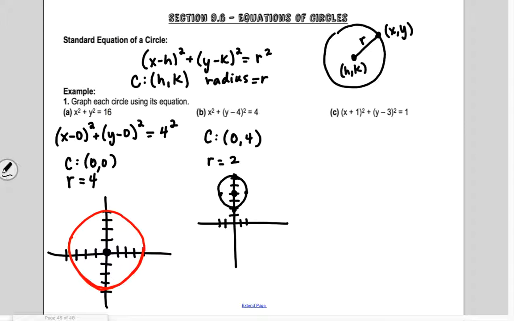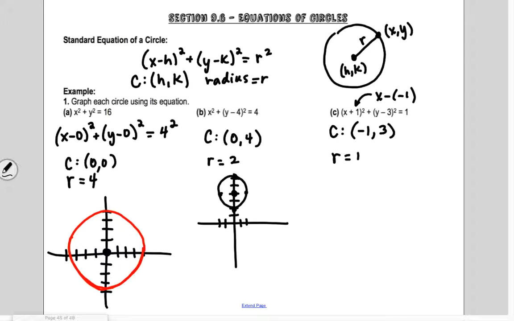All right, Max, what do you think on the next one? Radius or center? (1, 3). Oh, close. (-1, 3). Why do you think it's -1? Because it's x minus something, right? So it has to be the opposite sign, basically. x minus a -1 is what we had there. Thank you, Colin. And our radius ends up being 1.